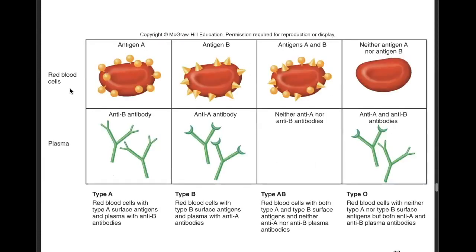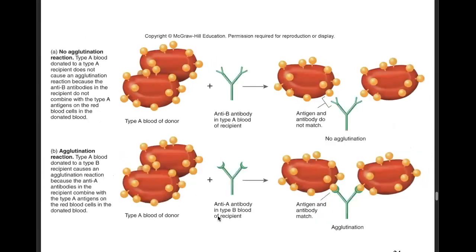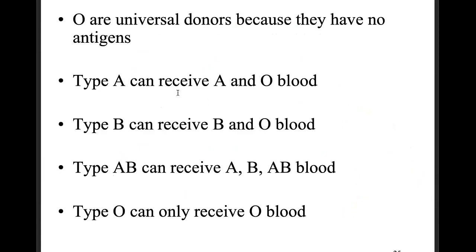Okay, as you can see here, another illustration of RBC: A, B, A and B, and then this one doesn't have antigen. This is your O. You can read more of this on your book. So type O are universal donors because they have no antigen.